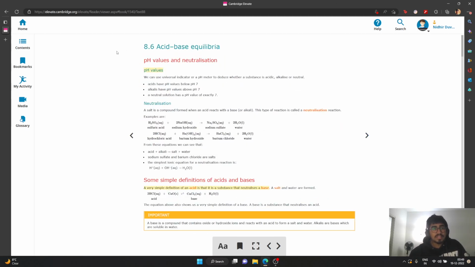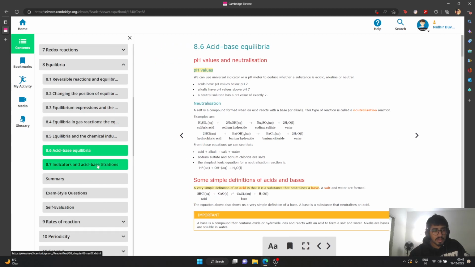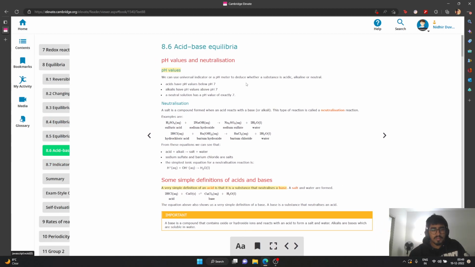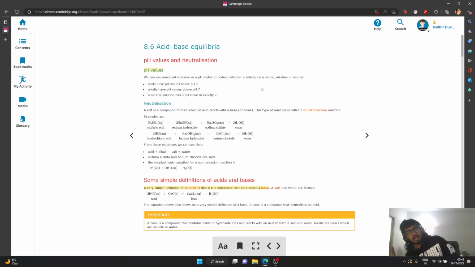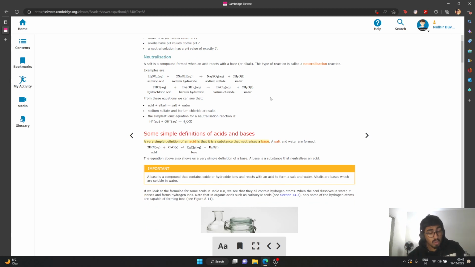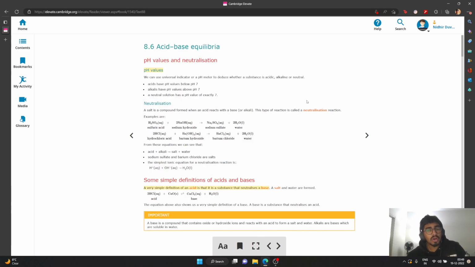Okay, so the last thing that we'll talk about in this chapter, yeah, this is the last thing, is the acid-base equilibria. So in this, we'll take a little bit of a detour. We'll talk about what acids are, and then we'll talk about how the acid-base equilibria is affected.